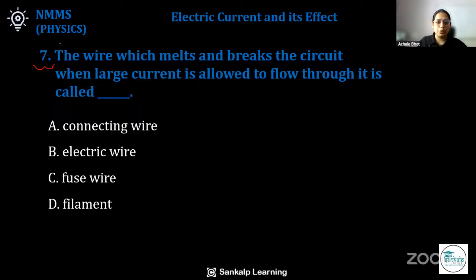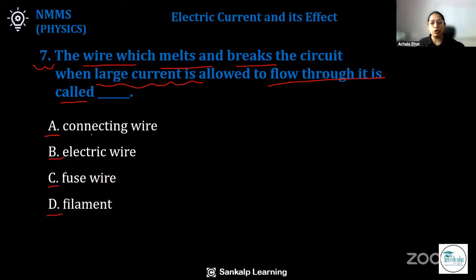Let us see question number 7 of NMMS physics chapter electric current and its effect. The wire which melts and breaks the circuit when large current is allowed to flow through it is called: A, connecting wire, B, electric wire, C, fuse wire, D, filament. Is connecting wire correct? No. Connecting wire connects two wires.